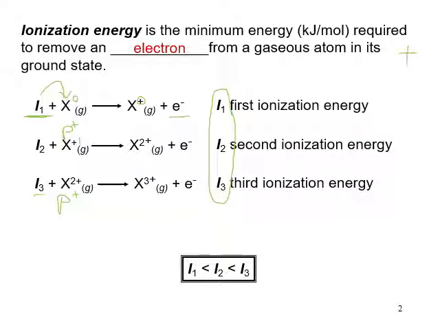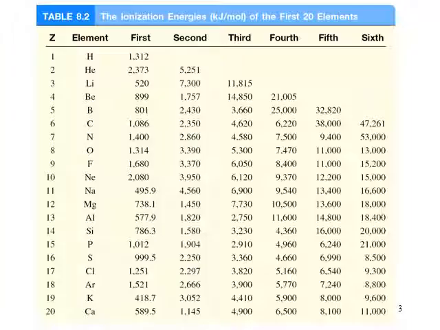As far as the size is concerned, if X was this size, the size of X plus 1 is smaller and then smaller. Remember, the cations get smaller as they lose electrons. This table out of your textbook shows the first, second, third, fourth, fifth, and sixth ionization energies for a selection of elements. If you check out the trend, you can see that the first ionization energy is always less than the second, is always less than the third, is always less than the fourth.